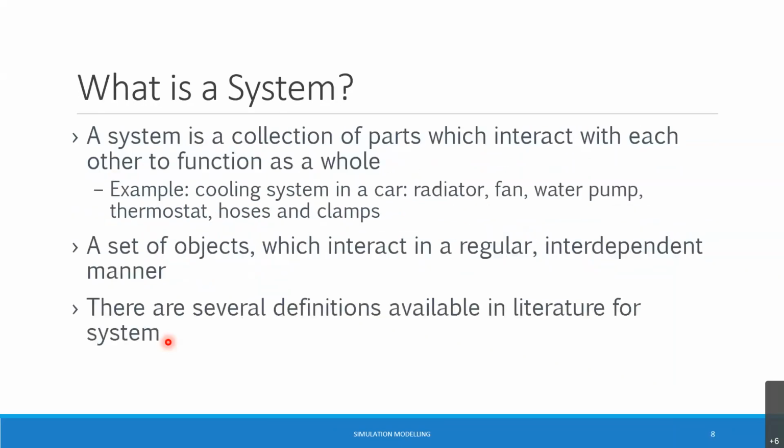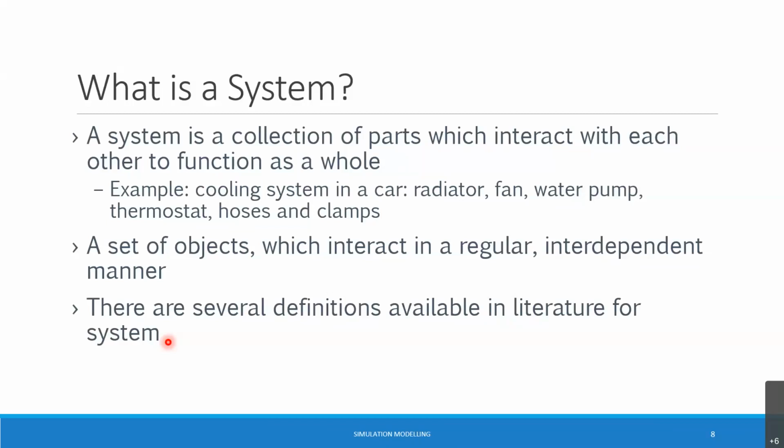So again, let's not spend much time. I think system is something which we use very frequently, and there are a lot of definitions of system. I can simply say it's a collection of parts which interact with each other for a specific purpose. For example, a cooling system in a car may have a number of components like radiator, fan, water pump, thermostat, and so on. They are themselves individually systems, but they're all assembled together to serve a particular purpose, that is to cool the car. So a set of objects which interact in different ways is what we call a system.